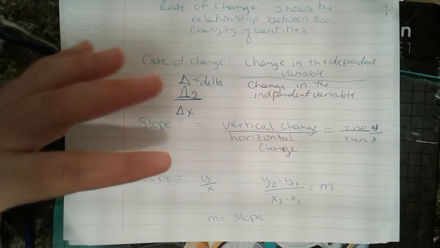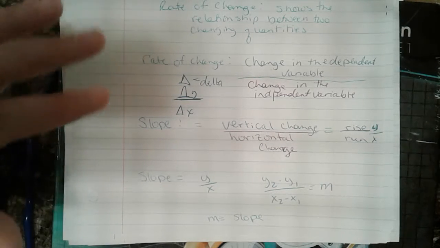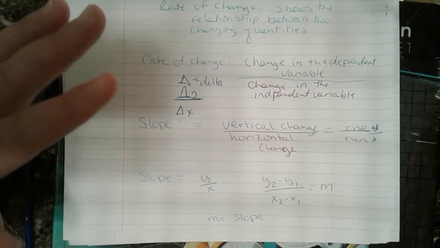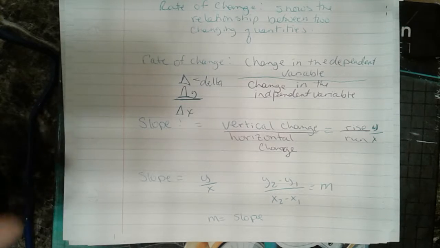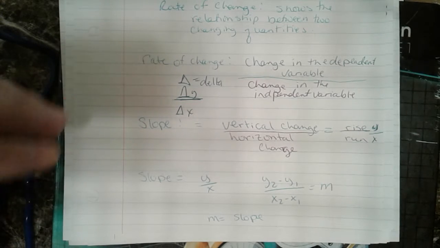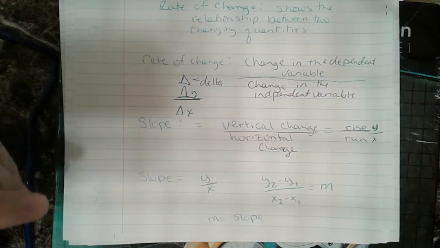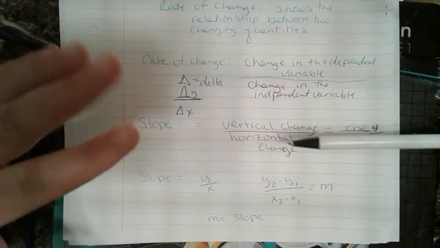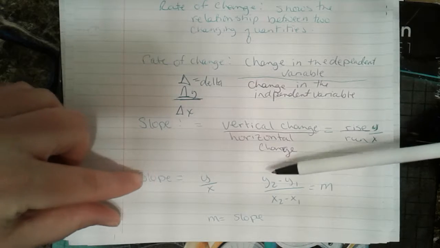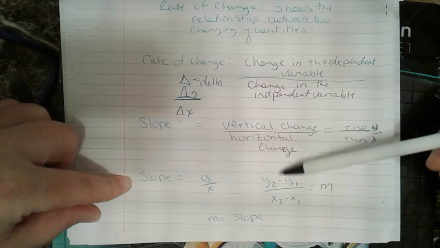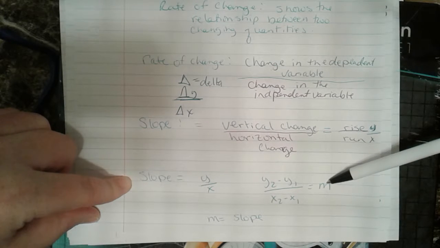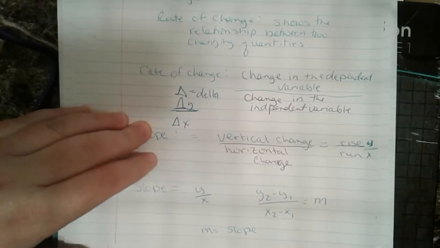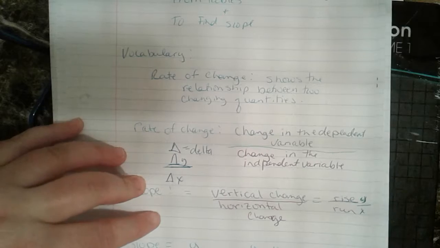This is so important. Honestly, if you can get this lesson down, you've made it through chapter 5 for the most part, because we do so much with slope. We do so much with rate of change in the upcoming lessons that you have got to get this part down. The slope formula that we use is y2 minus y1 over x2 minus x1, and we call that m. M means slope. So if I see the variable m, I know I'm talking about slope. All right, so that is the vocabulary part of this.